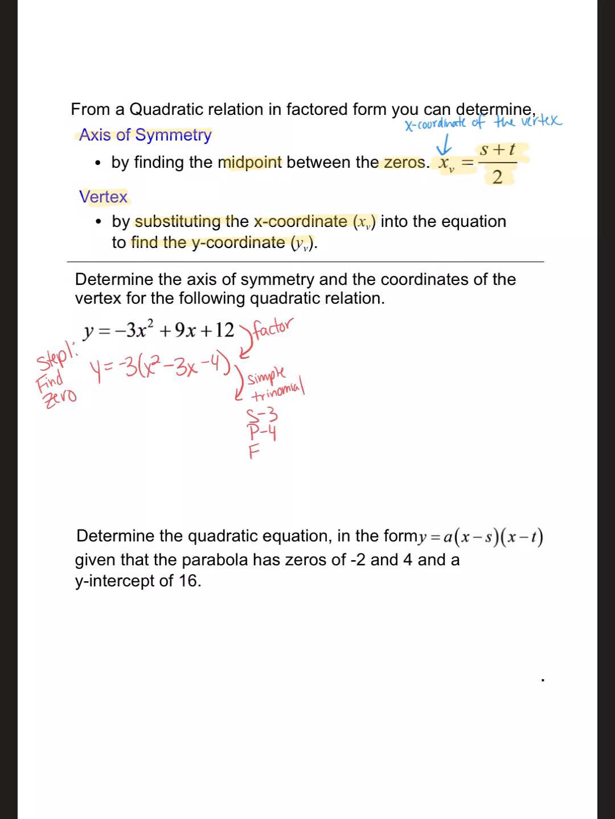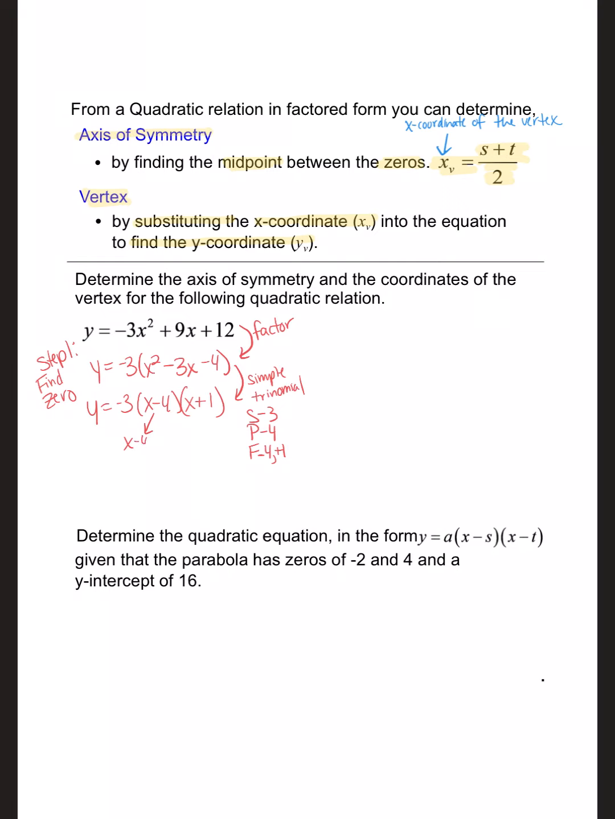So my factors of 4 are 4 and 1, and 2 and 2. So 2 and 2 is not going to work to add to 3, but some combination of 4 and 1 will work, right? If we need them to add to a negative, then the bigger of the two needs to be negative and the other one positive. So we'll factor that into x minus 4 and x plus 1. Okay, and we're going to use those to find our zeros.